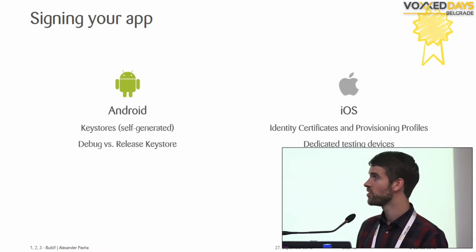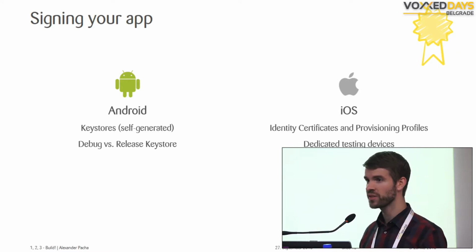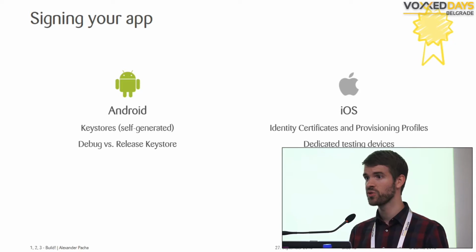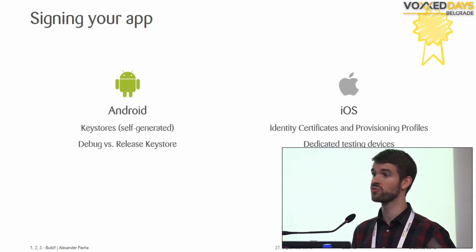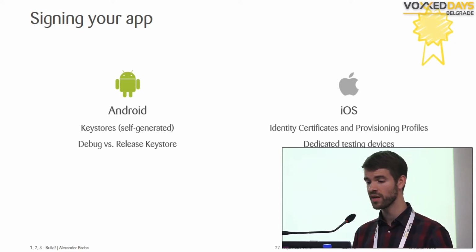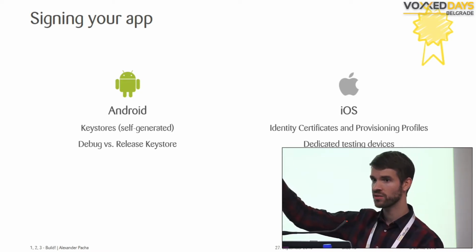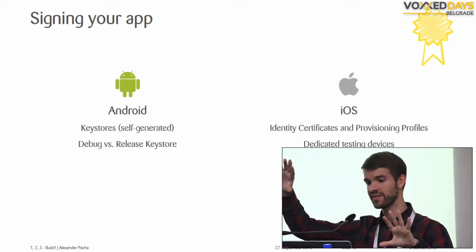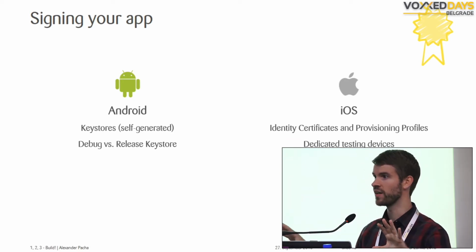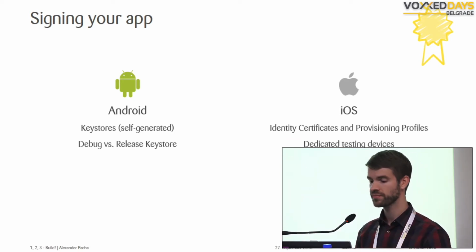That means you have to set up quite a complicated process of identity certification, which makes sure it's you, the developer, who's enrolled in the developer program, and a provisioning profile, which links together an application with your developer identity and the target devices that you want to run it on.